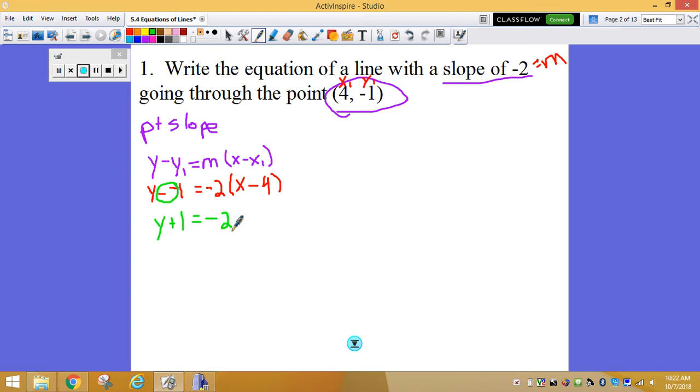Then I'm just going to rewrite everything else. So this is your answer for point slope form. See, it's not too bad. Point slope form, you're done. y plus 1 equals -2, then in parentheses x minus 4. That's point slope.